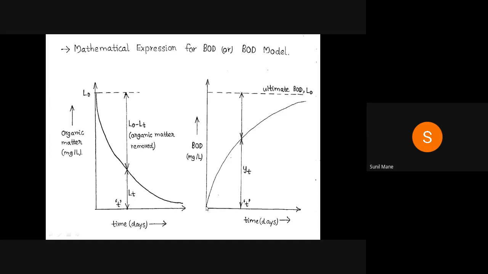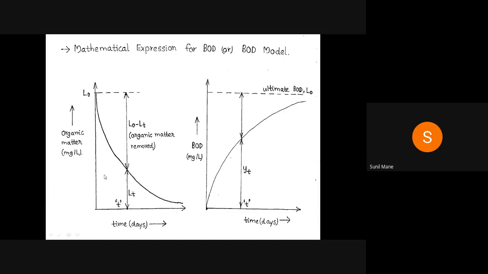That means the maximum organic matter is present, and from this point there would be consumption of oxygen. As the consumption of organic matter takes place, there would be consumption of oxygen, and because of this you can see the graph increasing in this manner. That means the oxygen demand is increasing because of the organic matter which has been consumed here.